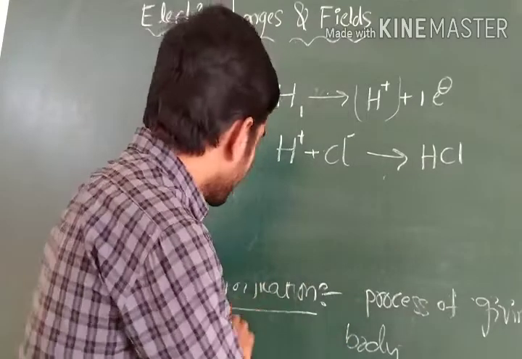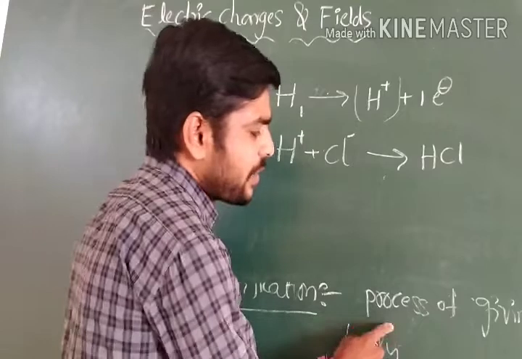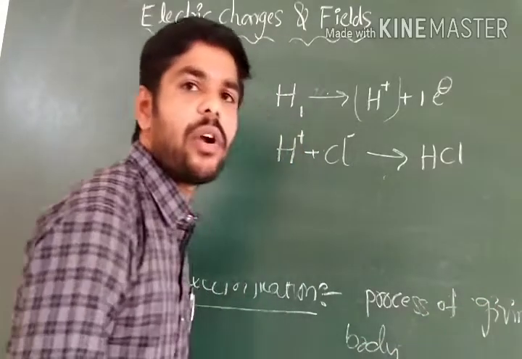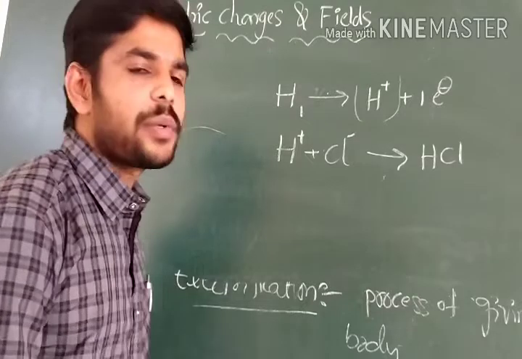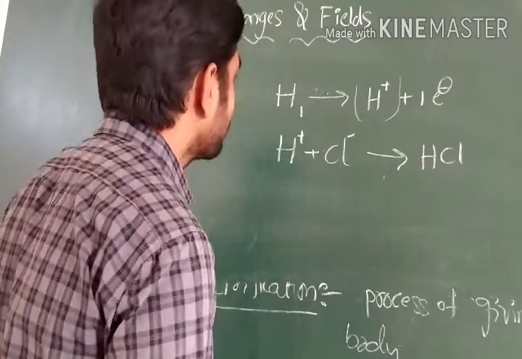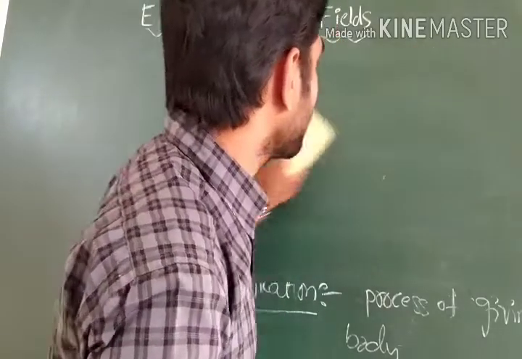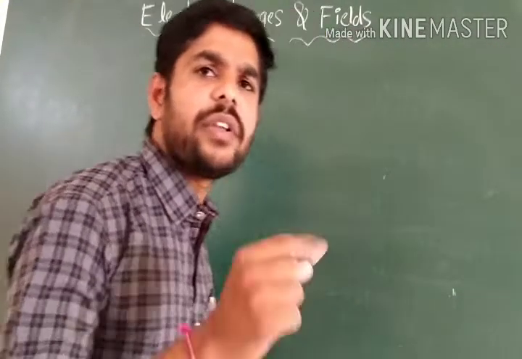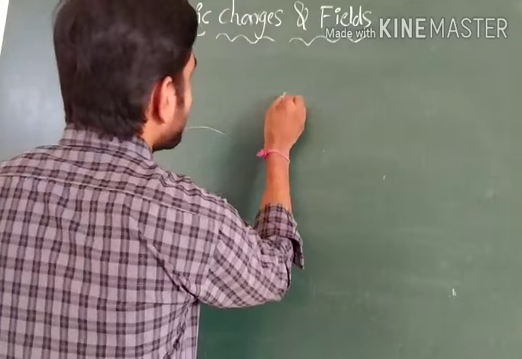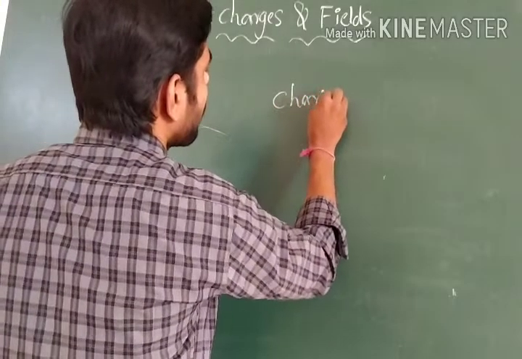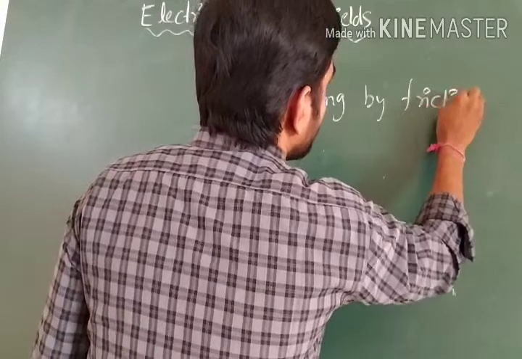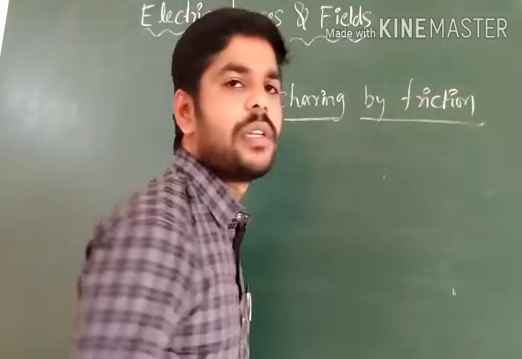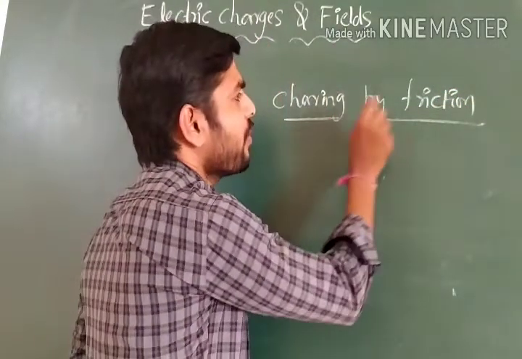Now this is electrification. Electrification means the process of giving charge to a body, and then the body will be charged. How are the charges given? We have different types of charging methods, different ways the electrification process goes. We have different methods, but we'll discuss only one method: charging by friction.